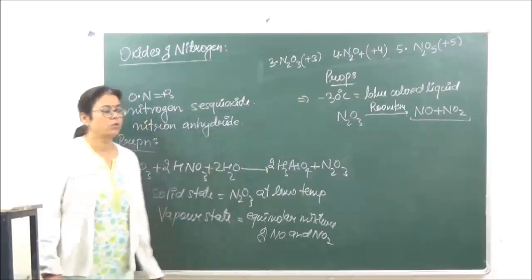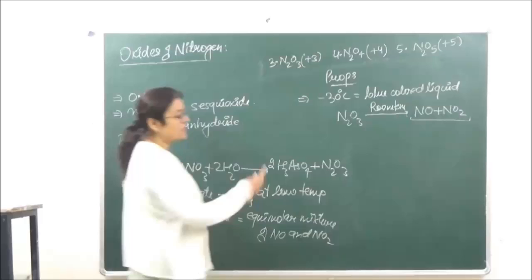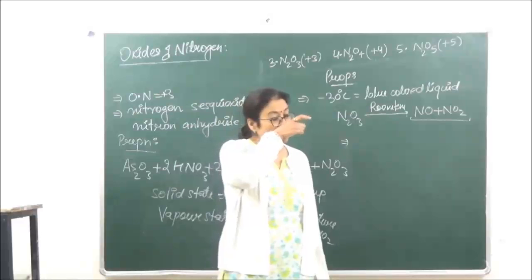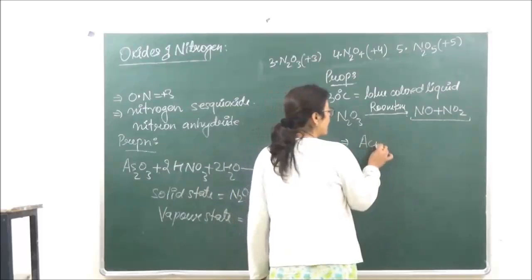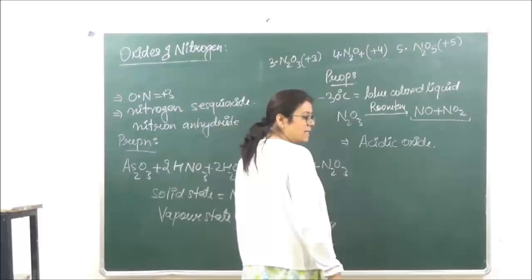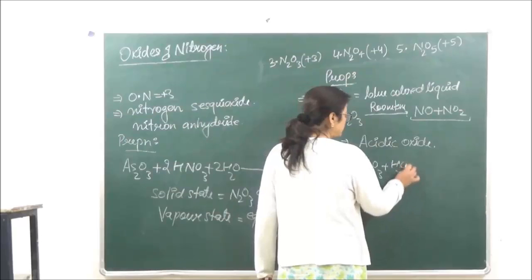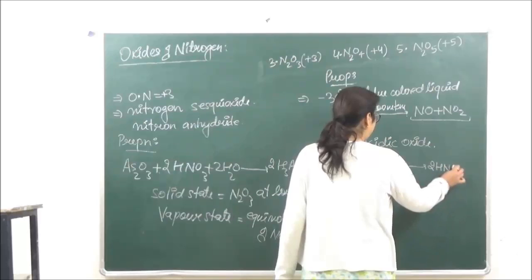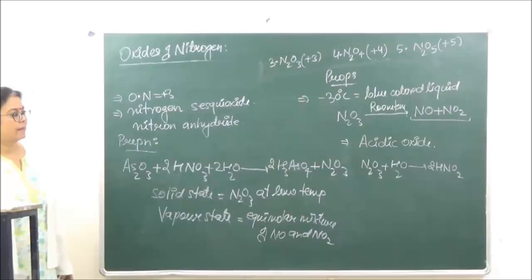Clear? Now over here, it is an acidic oxide. Abhi tak humne sare neutral kare the. So we have studied this. As the oxidation number of nitrogen increases, the acidic character will also increase. So this is going to behave as an acidic oxide. Acidic oxide ka matlab, when we react this with water, it is going to give us nitrous acid, 2HNO2. That is why it is known as acidic oxide. Right?